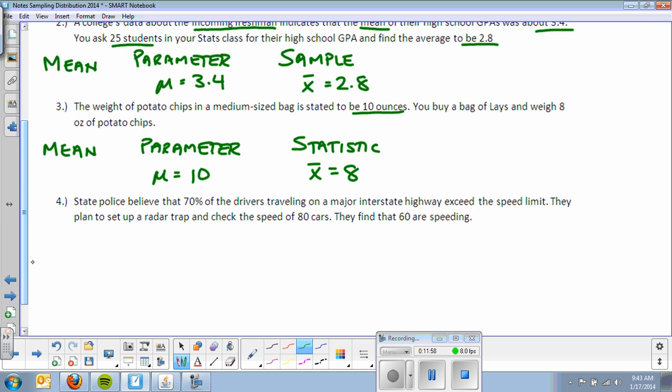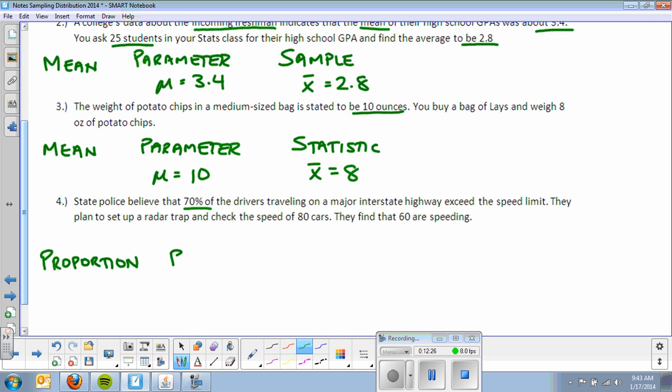All right. And the last problem, state police believe that 70% of the drivers traveling on a major interstate highway exceed the speed limit. They plan to set a radar trap and check the speed of 80 cars. They find that 60 are speeding. So here we're dealing with percentages. So this is a proportion problem. And again, it's categorical data or qualitative data. You fit in a category of either speeding or not speeding.